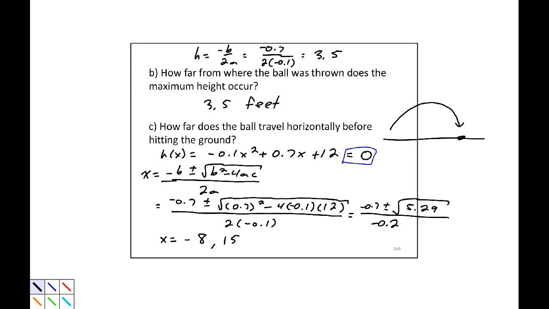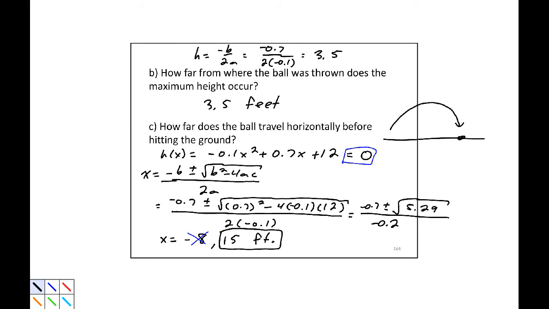So which makes more sense in this context? We have negative 8 feet or 15 feet. Due to context, 15 feet is the value that makes the most sense. After having traveled 15 feet, it reaches the ground.